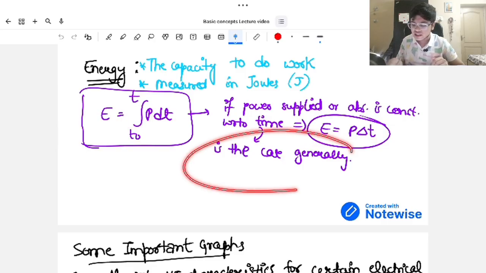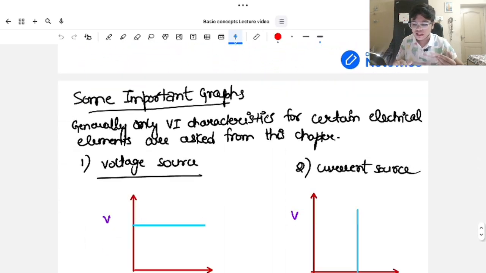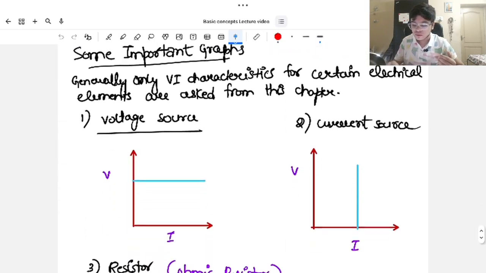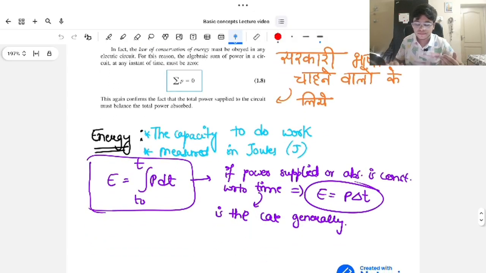It is generally the case, especially in this particular first chapter, that the numericals are in this form: you multiply the power with the time and you get the energy absorbed or supplied.